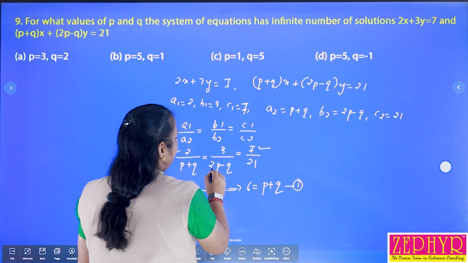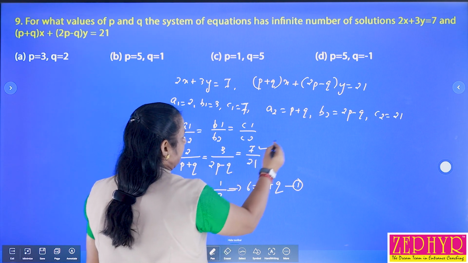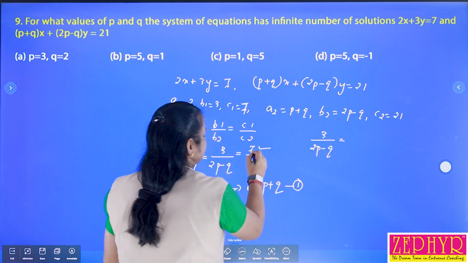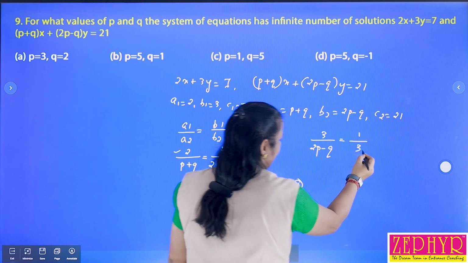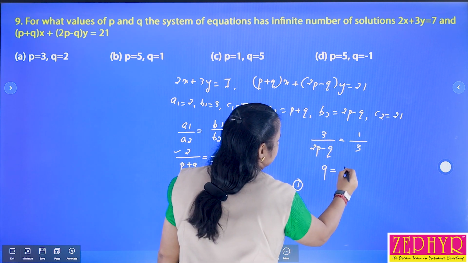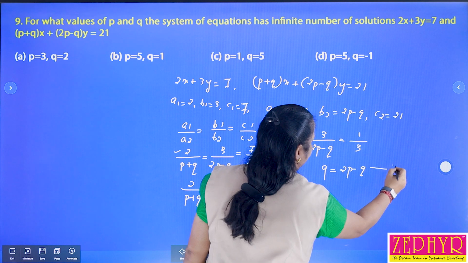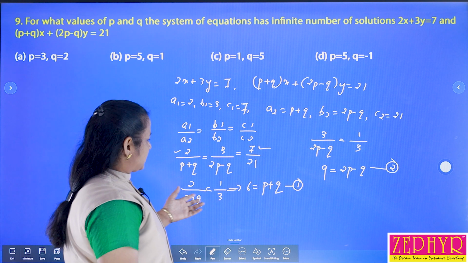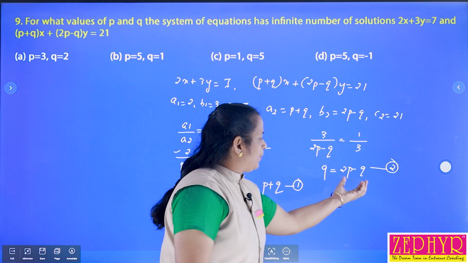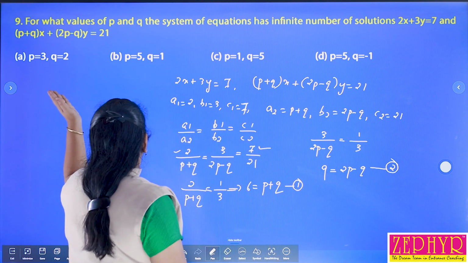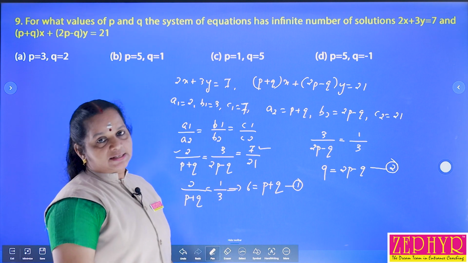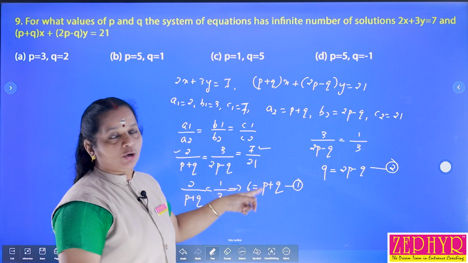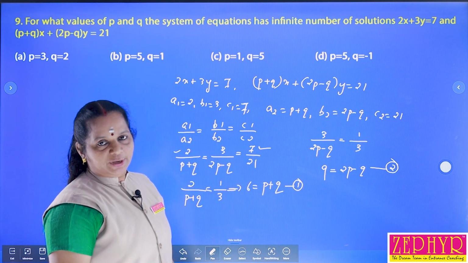Then take 3/(2P - Q) = 7/21, so it is again 1/3. Cross multiplying we get 9 = 2P - Q. Take this as equation number 2. In the previous question we discussed this: P + Q = 6 and 2P - Q = 9. Given the values of P and Q in the options, we can substitute them into these two equations and easily find out which one is the right answer. You can do it yourself.